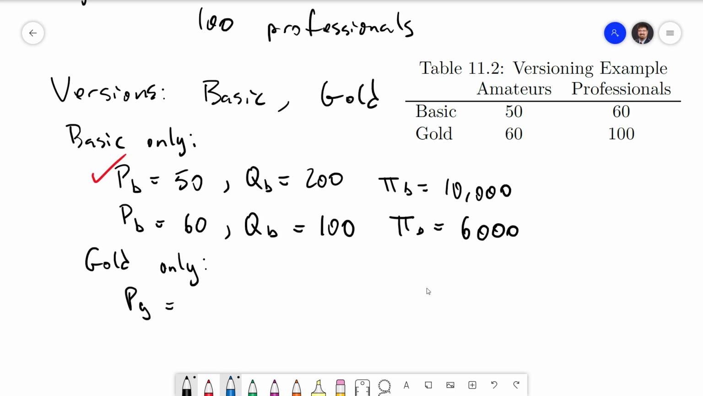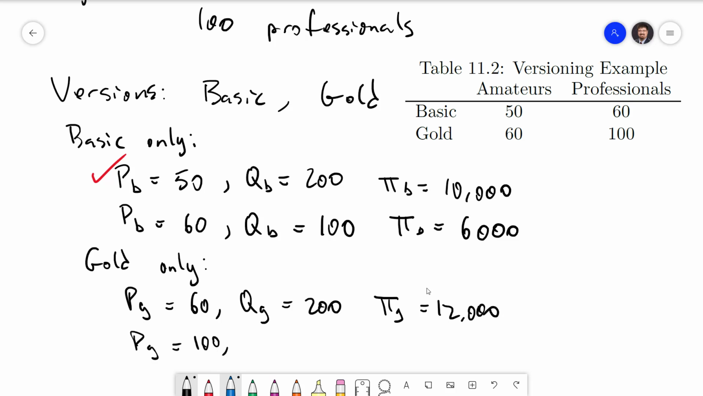If we price at 60, we'll sell to everyone. This gives us a total profit of 12,000. If we price at 100, then we are going to sell just to the professionals, 100 of those, for a profit of 100 times 100, which is 10,000. So we can see that selling just the gold at a price of 60, selling to everyone, is the best way to go here.